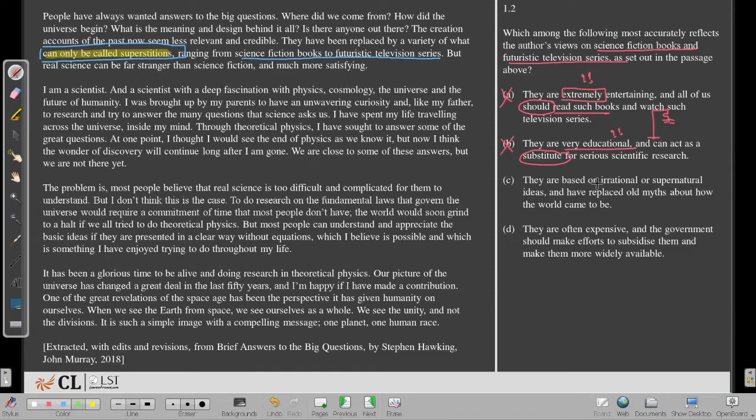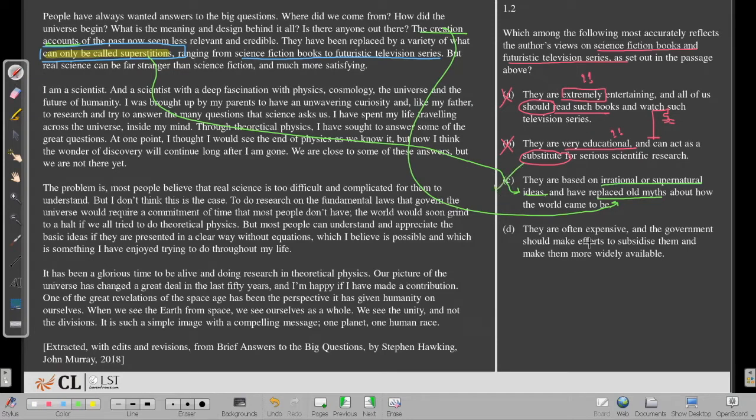C, they are based on irrational and supernatural ideas. That makes sense. Irrational and supernatural ideas can be a synonym for the word superstition. That's good. And "have replaced old myths," which is fine. The creation accounts are those old myths, creation accounts about how the world came to be. I don't know how many of you can understand the creation accounts of the past. A creation account is like God created the universe. That's a creation account, right? It means the world is created. Somebody created the world, or God created the world. Actually, C makes sense. You can also eliminate the rest of them and say that that's correct.